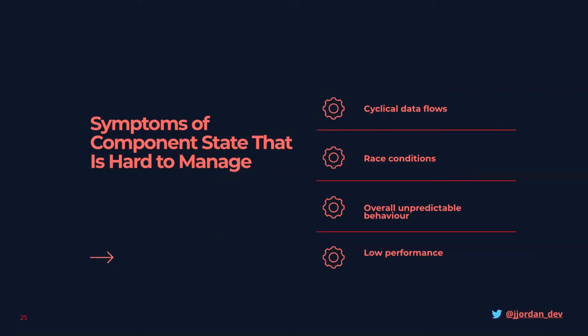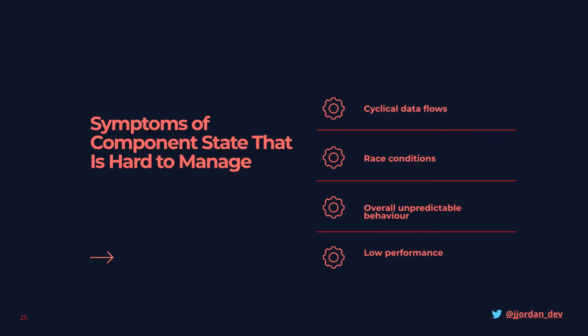Some of the common symptoms that you might see in your application are cyclical, I'm actually not sure if it's cyclic or cyclical. You know what I'm saying, right? Data flows, but also race conditions where a property, for example, is set by different processes and it's sometimes not clear which value it's going to end up with.